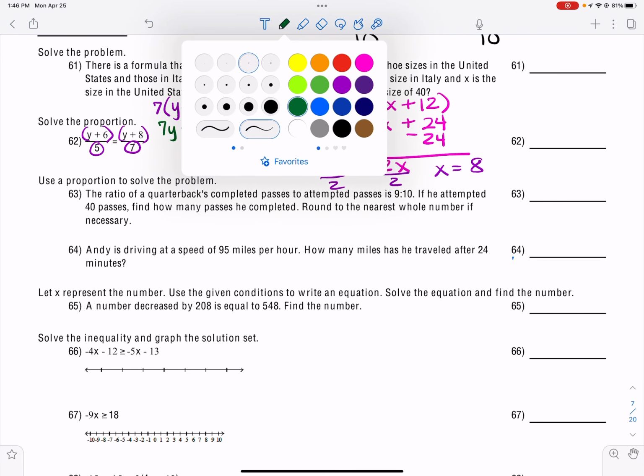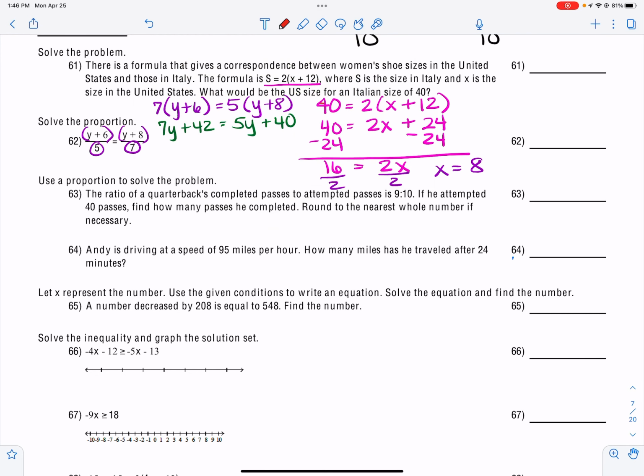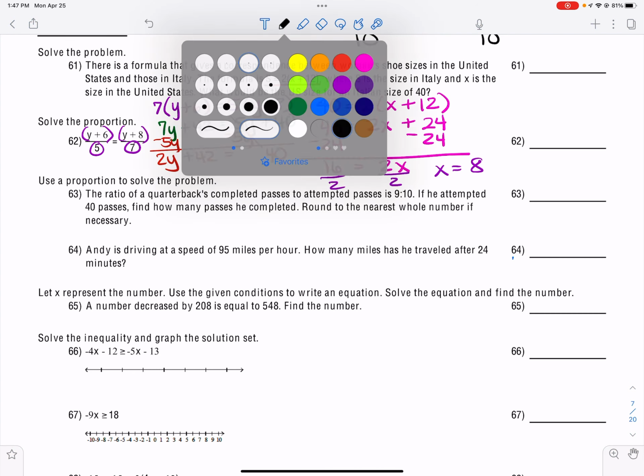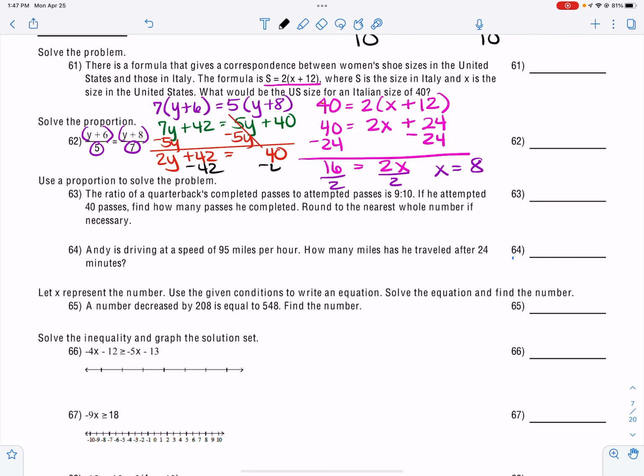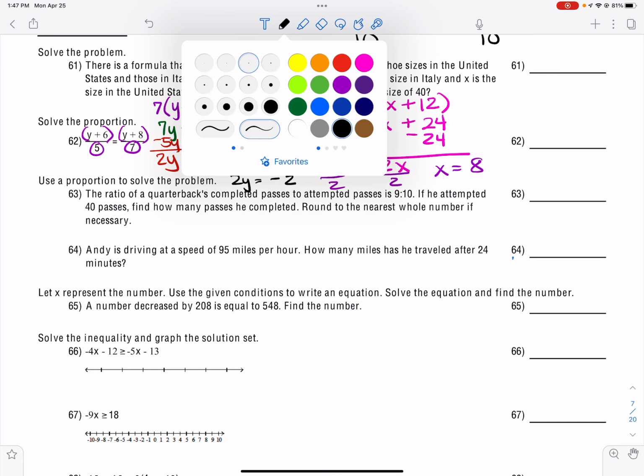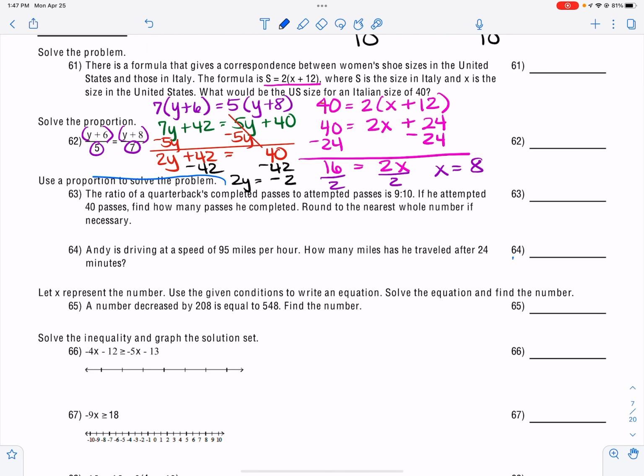Then I'm going to move a variable from one side to the other by subtracting 5y. And so that gives me 2y plus 42 is equal to 40. And then I'm going to subtract 42 so that I get 2y is equal to negative 2. And last but not least, I'm going to come over here so you guys can see. So I have 2y is equal to negative 2. I'm going to divide by 2. And so y is equal to negative 1.